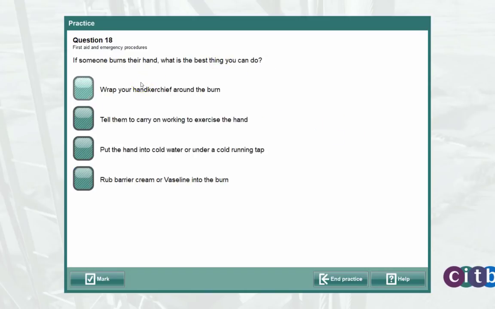If someone burns their hand, what is the best thing you can do? Wrap your handkerchief around the burn. Tell them to carry on working to exercise the hand. Put the hand into cold water or under a cold running tap. Rub barrier cream or Vaseline into the burn.